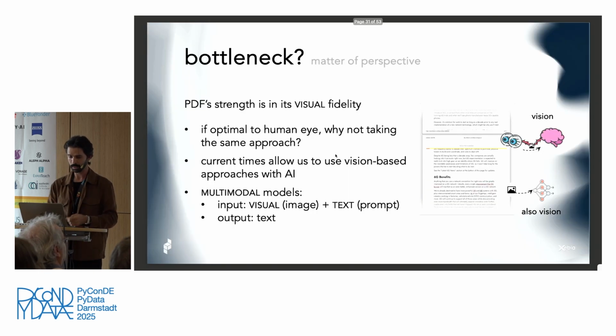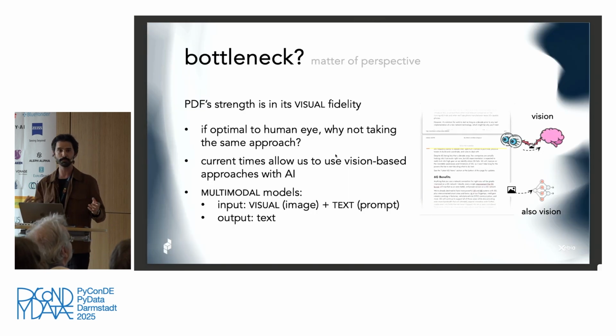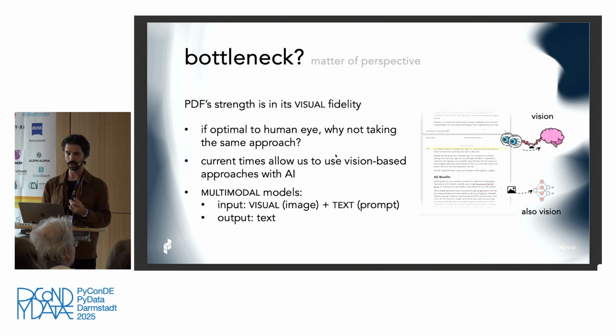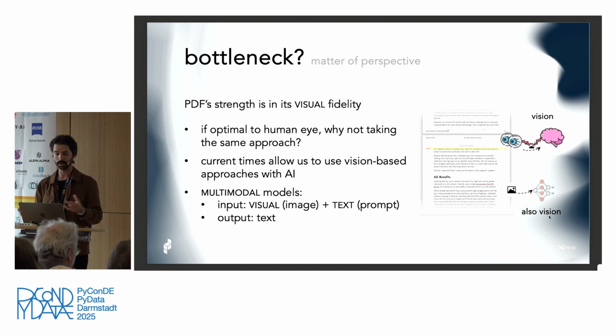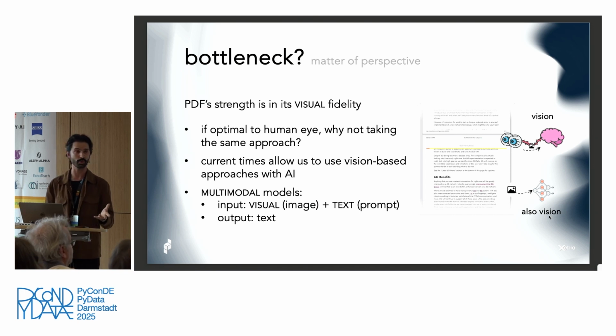So yeah, so far we saw that the strength of PDF is its visual fidelity, right? So we see in here, we see a document and it's perfect for us. So if that's good for human vision, why don't we take the same vision-driven approach also, right? I mean, current times allow us to benefit from that with the use of multimodal models.